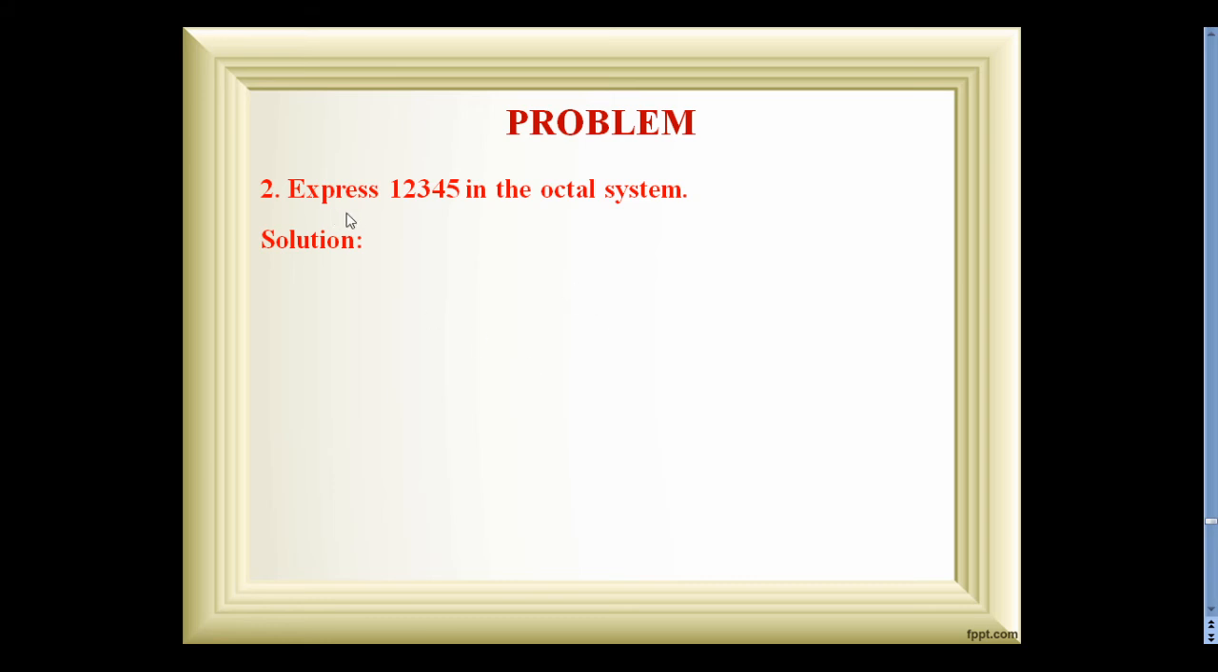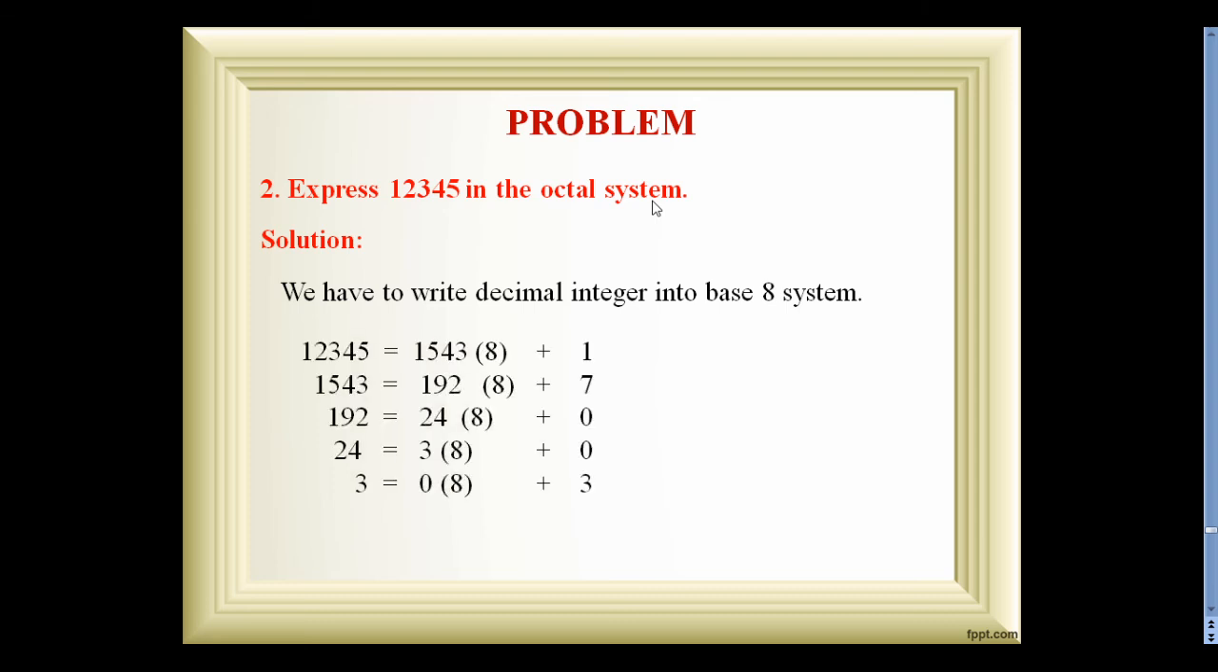Second problem: express 12345 in the octal system. Here we write a decimal integer in the base 8 system. That is, here it was given in the decimal system, and we want octal. Octal means we should divide by 8.